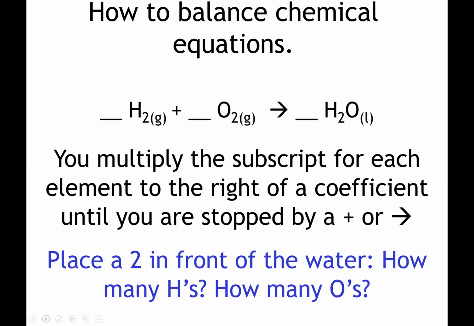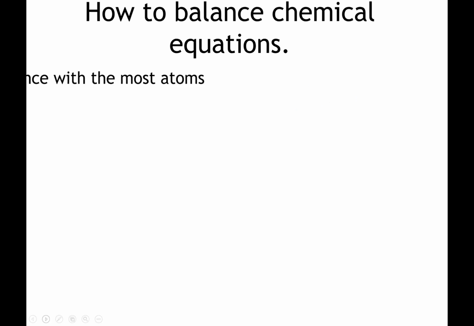So if we were to put a 2 in front of the water molecule, you need to realize that that 2 distributes or multiplies to all of the different elements in that substance. So that would mean that we would have 4 hydrogens and 2 oxygens. So be careful and make sure you know that you distribute to everything, not just that first substance.